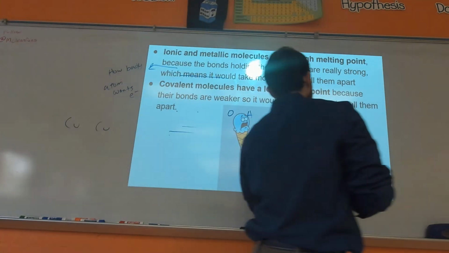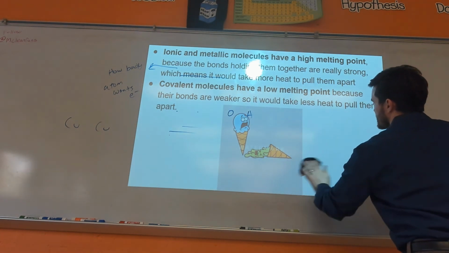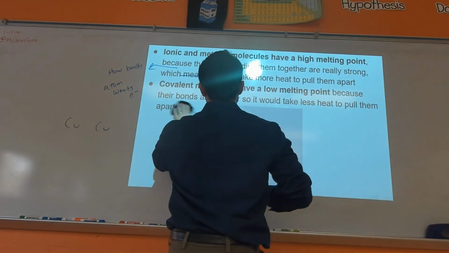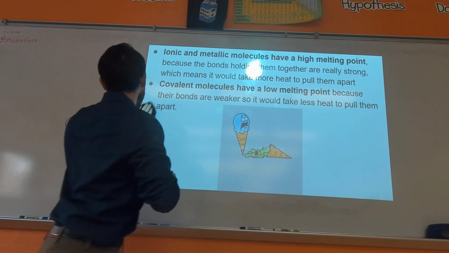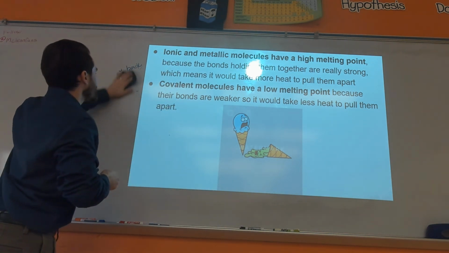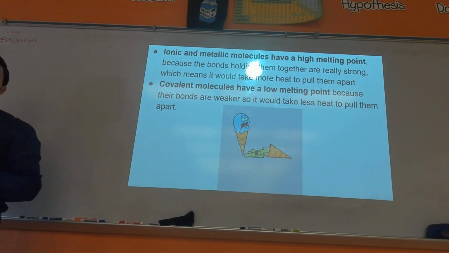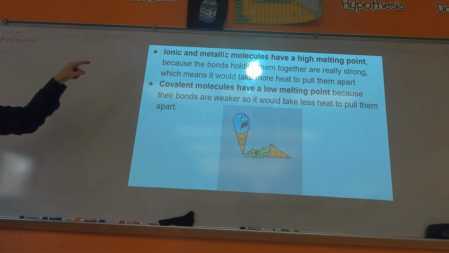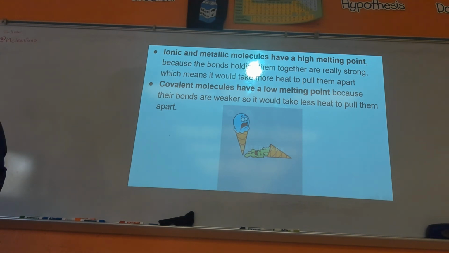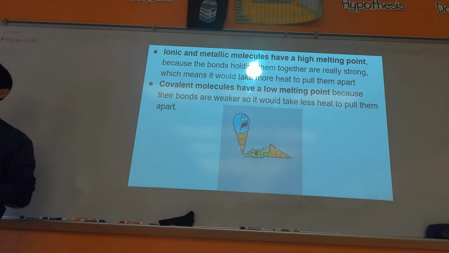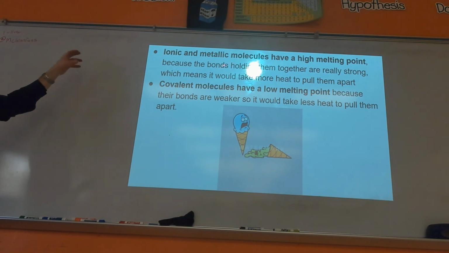All right, getting to the end, looking at melting point. Melting point is exactly what it sounds like. What is the temperature that something will melt at? So if you are an ionic or a metallic molecule, something made of ionic and metallic bonds, you're going to have a very high melting point. You would have to raise the temperature really, really high to melt that thing. And the reason for that is the strength of the bonds that holds it together.